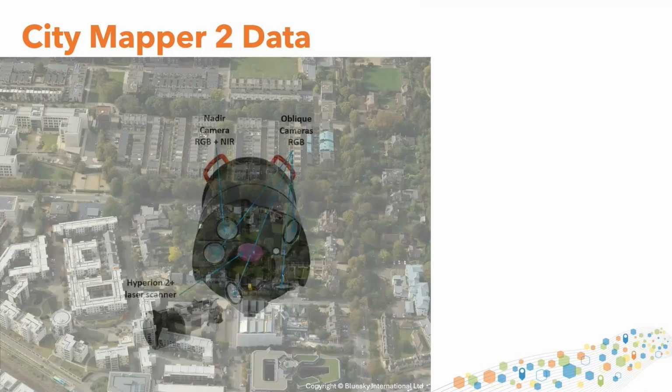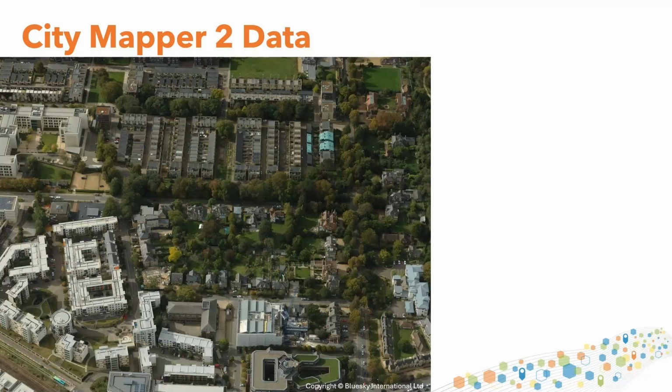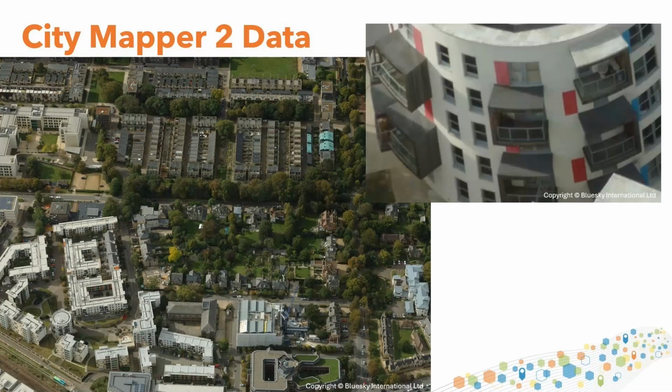This is one of the images captured of Cambridge, and you can see the quality of the data that we're using, which was all provided by Bluesky. And again, this is zoomed in, which gives you an idea of how the mesh generates such good quality later on.